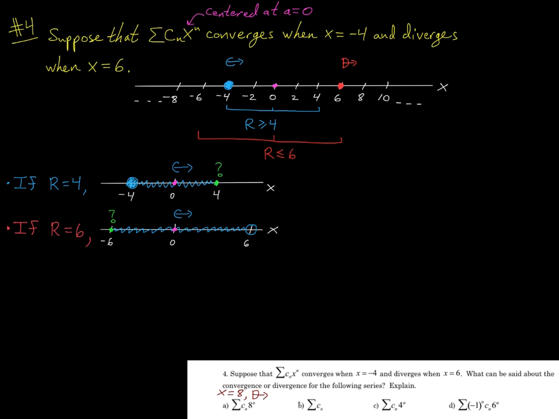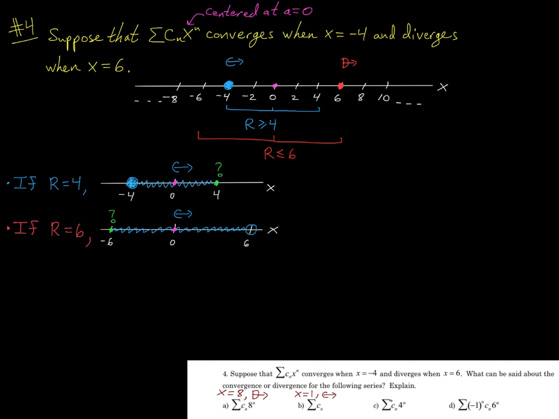Okay, what about for part B, where we're just summing c sub n? Well, this series is found by just plugging in x equals 1, and x equals 1 is in the interval of convergence in each extreme. And so this series must converge.